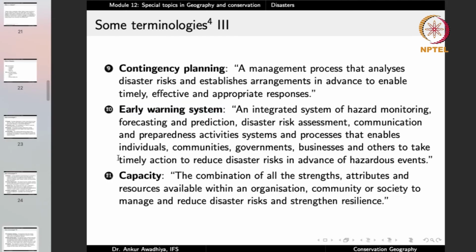Now why do we have this early warning system? So that we can take timely action to reduce the disaster risks in advance of the hazardous events. So early warning systems give us a warning in advance before the disaster has actually struck, so that we can do something to reduce the impact of the disasters. Similarly, we have a tsunami warning system in our oceans. So if there is any tsunami that is coming to our coast, we should have a prior warning.